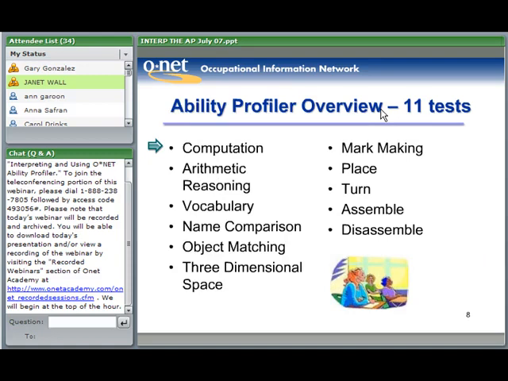The Ability Profiler has 11 tests or subtests within the battery, and those are listed here: computation, arithmetic reasoning, vocabulary, name comparison, object matching, three-dimensional space, and the mark making, place, turn, assemble, and disassemble, which are the 5 psychomotor assessments.